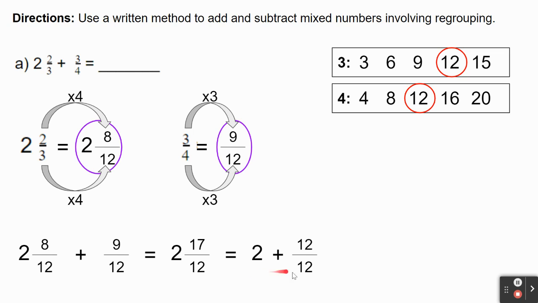Well, now let's ask ourselves, if we've taken out 12/12, what do we have to add to get to 17/12? Well, we need to add 5 more 12s. So here we have 12/12 plus 5/12. That gets us our 17/12 here. We rewrote this as 12 over 12 because we can say that's the same as one whole. So now we have 2 plus 1, which is 3, plus the 5/12. So our sum is 3 and 5/12.